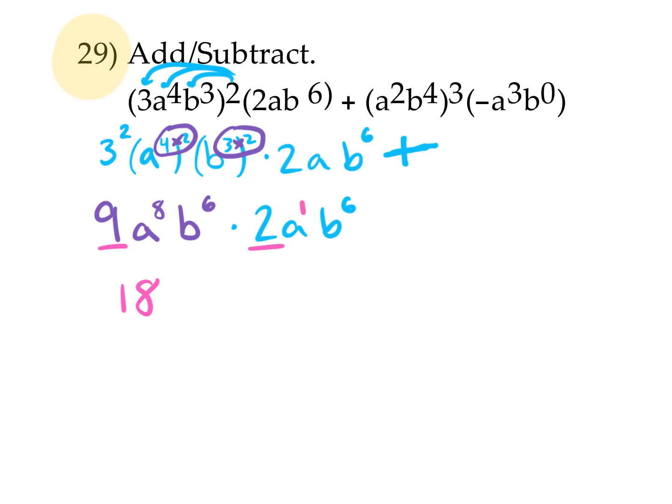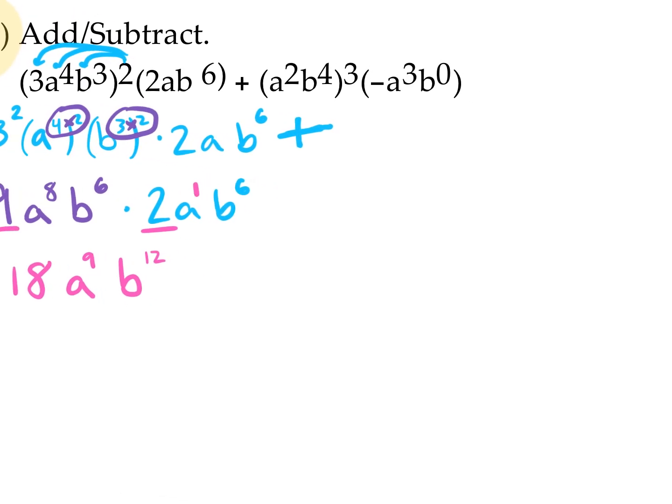When I'm multiplying, what do I do to the exponents? Add the exponents. So that would be a to the power of 9. 8 plus 1 would be 9. And then we have b to the power of 12. Perfect. 6 plus 6 would be 12. So we simplified the left side as much as possible. Now let's simplify the right side.